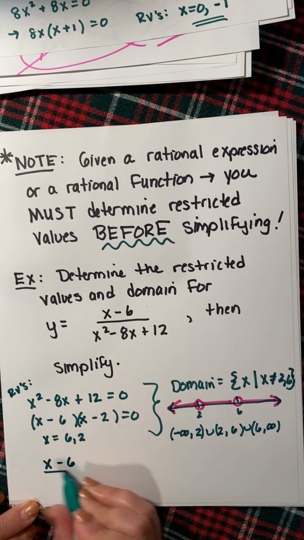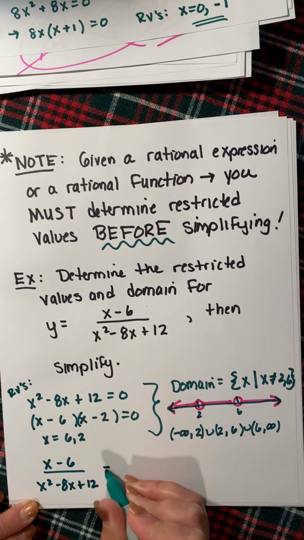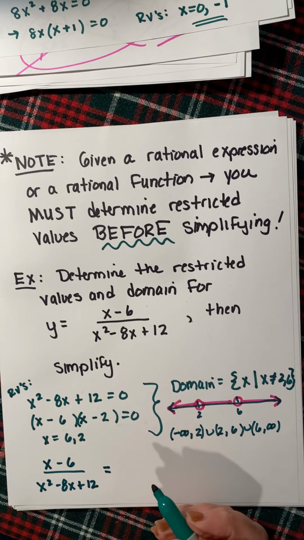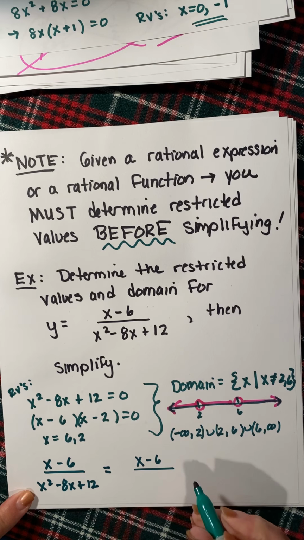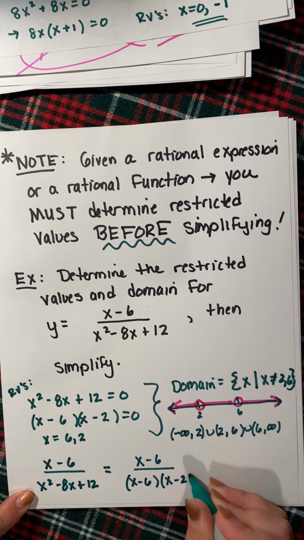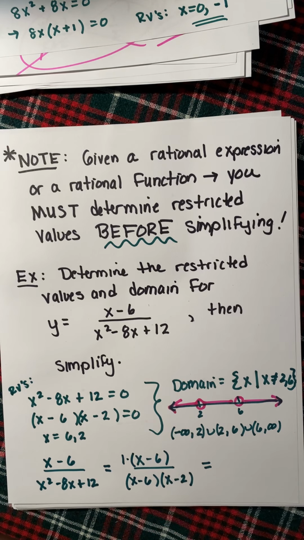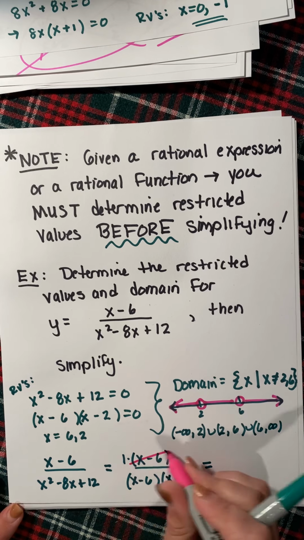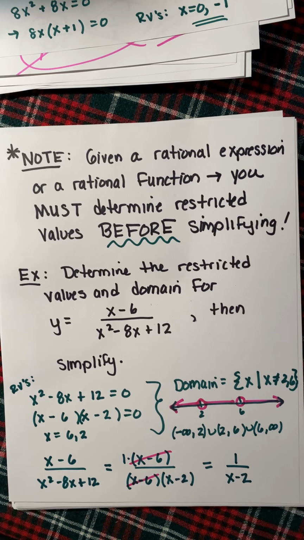X minus 6 over x squared minus 8x plus 12. And we are going to factor, we already factored the denominator. And it is x minus 6 over x minus 2. Well, we can imagine there's a factor of 1 right there. We can cross off these common factors and get 1 over x minus 2.